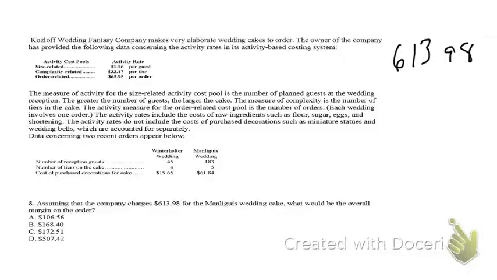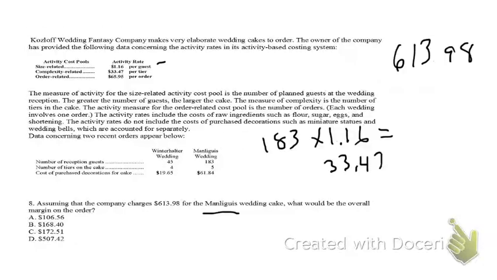So the first thing here is I'm doing the Mangulis wedding. So I've got 183 reception guests. So I'm going to subtract 183 guests. Each of the guests is $1.16. So I'm going to multiply that times 1.16. That's going to give me the cost per guest. This wedding has 5 tiers, and each tier is $33.47. So I've got 5 tiers at $33.47.